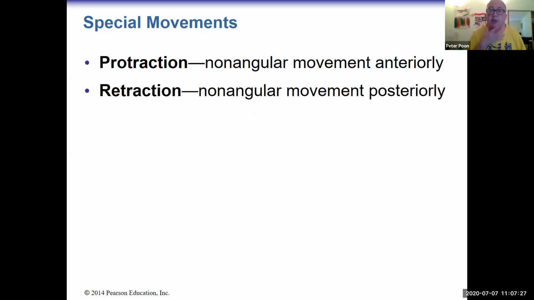Protraction, retraction. Protraction is non-angular movement anteriorly, retraction is non-angular movement posteriorly. If I stick my jaw out, protraction of the jaw. When I put it back, retraction of the jaw. The proper term for sticking out the tongue is protraction of the tongue. Putting it back in, retraction of the tongue.